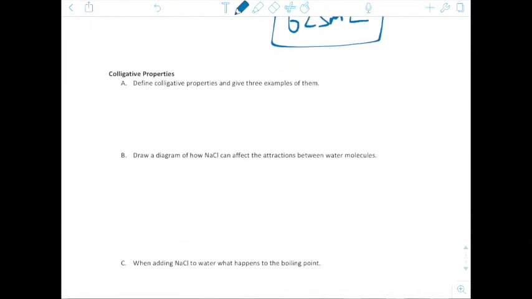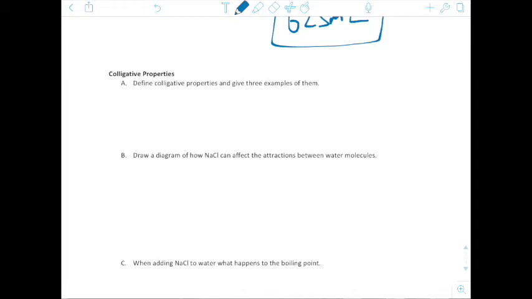A, it says define colligative properties and give 3 examples of them. So when we're looking at this, colligative properties, as we said, are what happens when you put a solute in a solvent. An example of this would be boiling point elevation, freezing point depression, and the lowering of vapor pressure. Those would be 3 examples. It says draw a diagram of how potassium chloride can affect the attraction between water molecules.